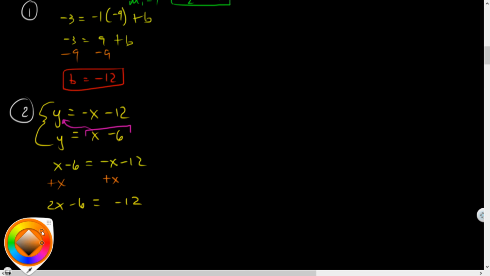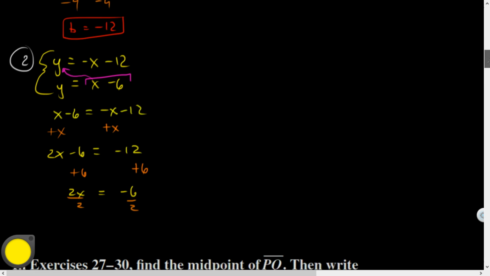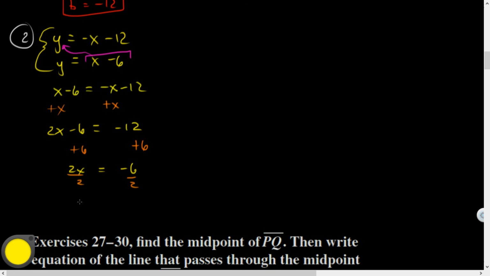Let's see. Wow, guys, I remember how to do math. This is great. And then divide. Oh man, I'm running out of space here. I get x equals -3. So that is the x coordinate.